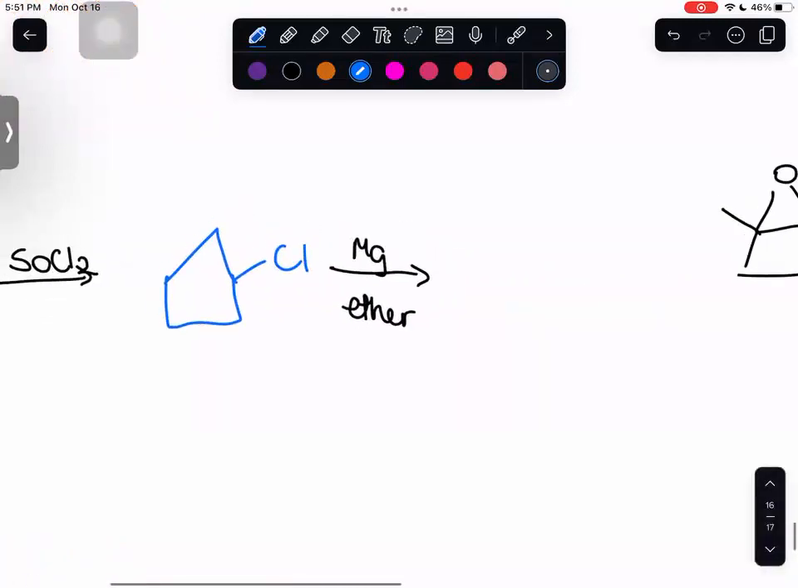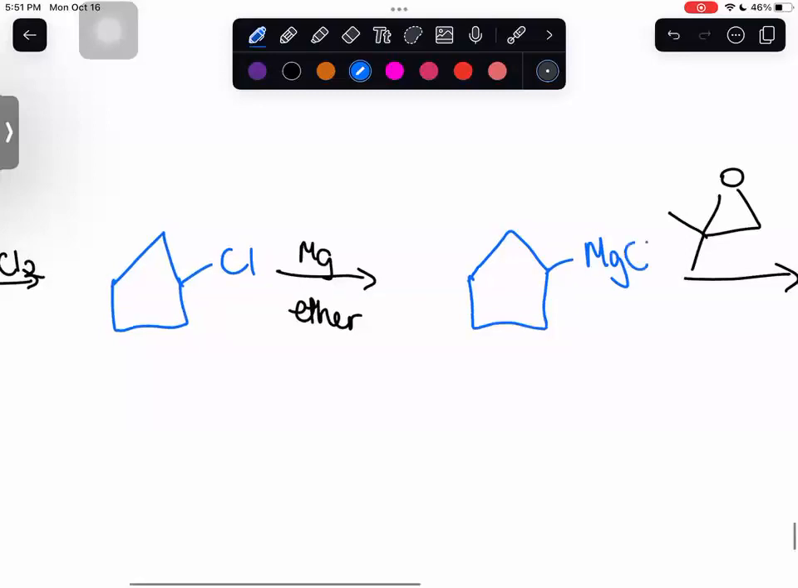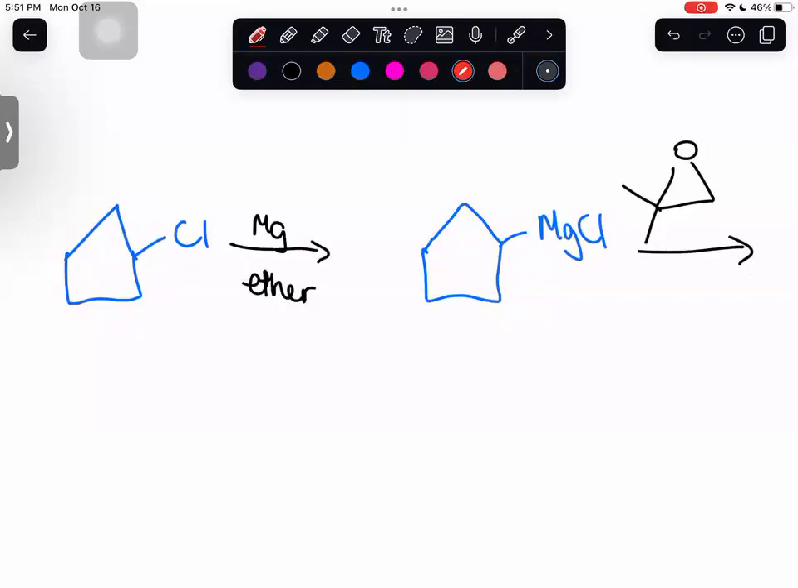Now I have an alkyl halide that's reacting with magnesium and ether. What's gonna happen? What am I gonna create? MgCl is just your byproduct. We don't care about that one. This guy, we don't care. We just cross it out and we're left with the nucleophile slash base.